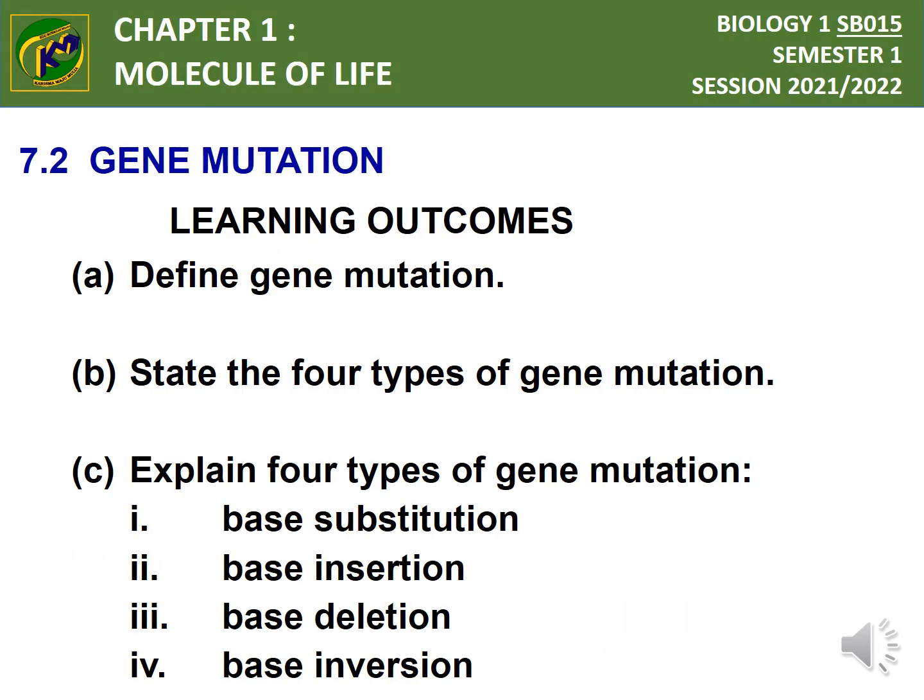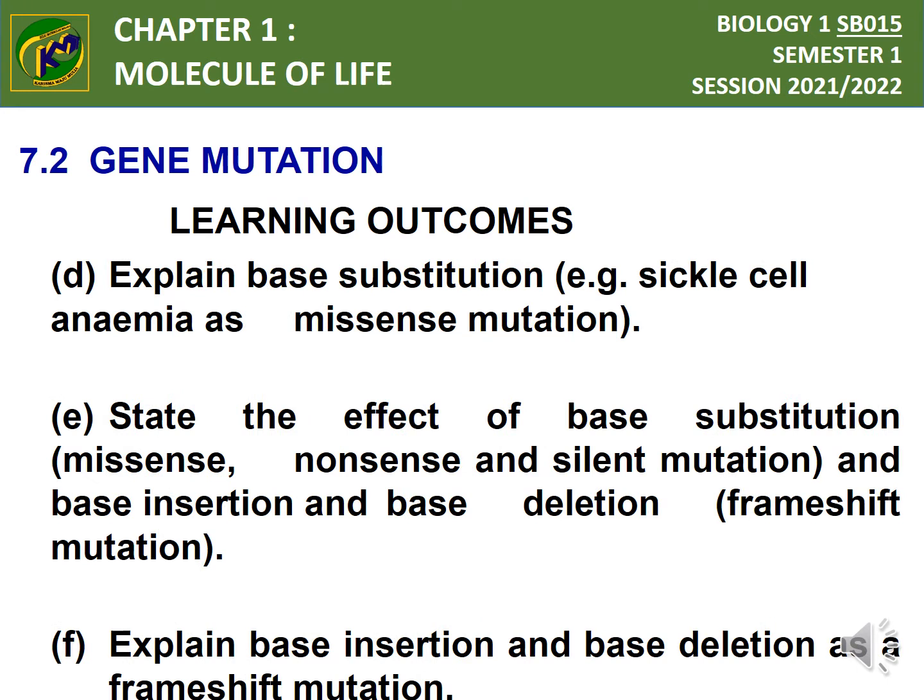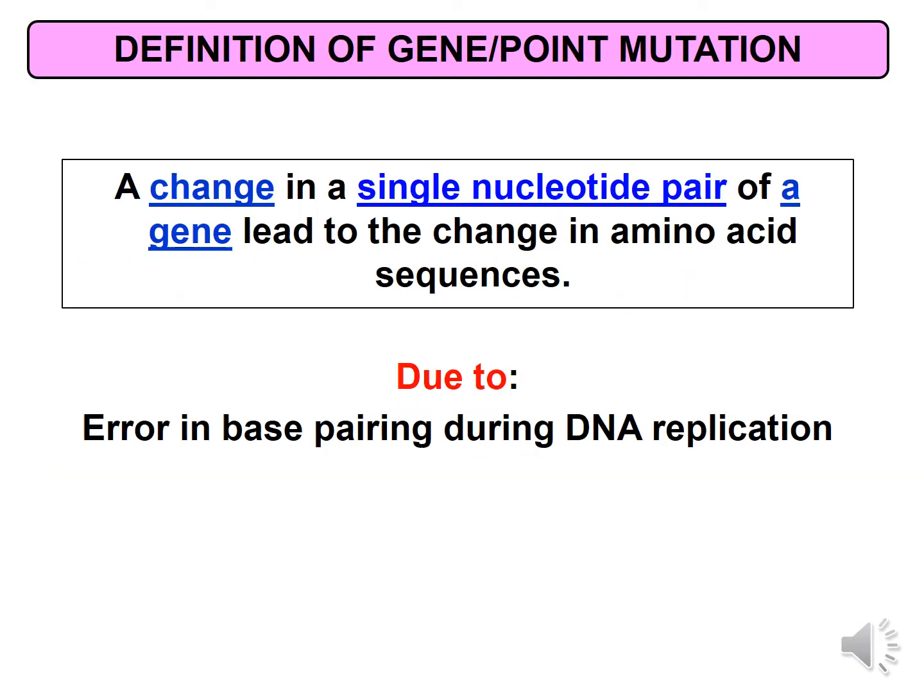7.2 Gene mutation. By the end of this lesson, you should be able to firstly define gene mutation, state the 4 types of gene mutation, and state the effect of base substitution, which is the missense, nonsense and silent mutation, and the effect of base insertion and base deletion, which is frameshift mutation.